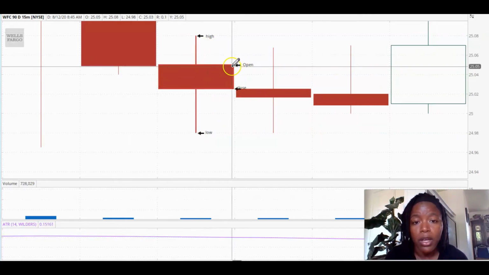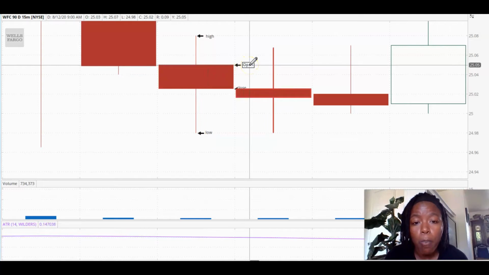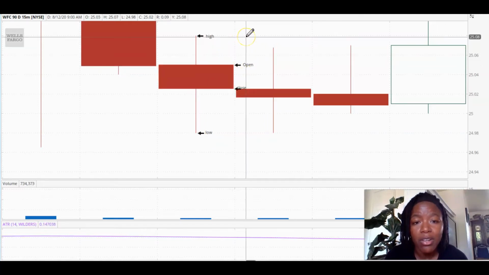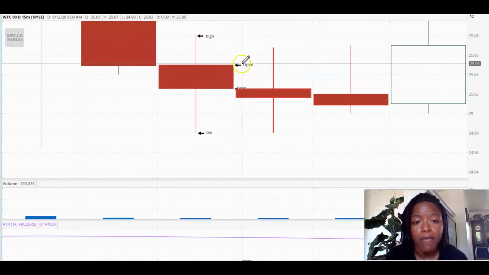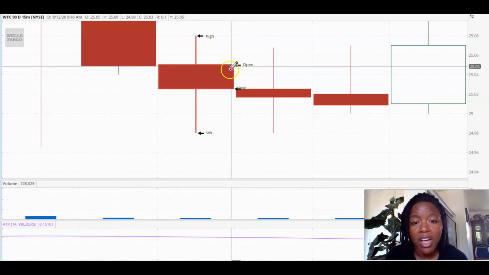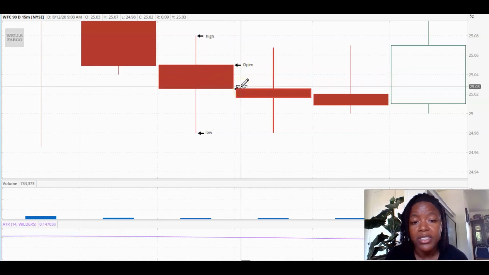If the stock opens and closes higher, then the candle will be green. But if it opens and the stock trades lower, then the candle will be red.